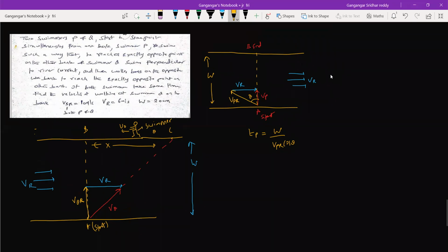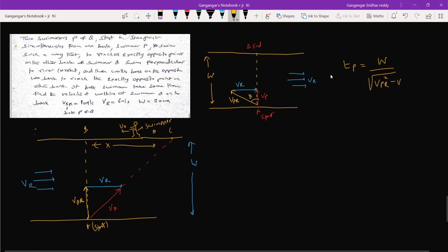Can you directly tell me the formula for this? I don't know theta and all that. Anybody, any formula? Swimmer P: W by the square root of VPR square minus VR square. Can you remember this? When it is the shortest path. So what is this path? Shortest path.